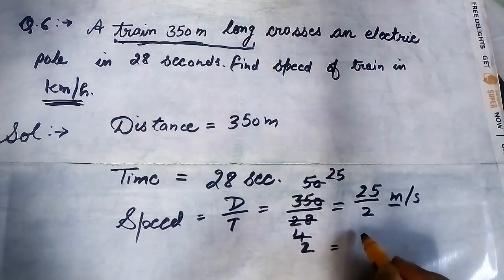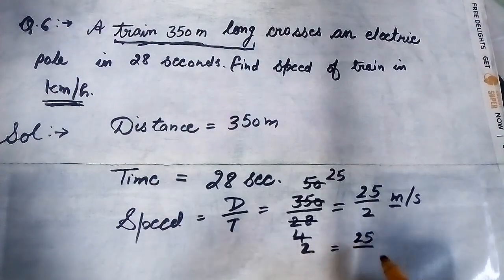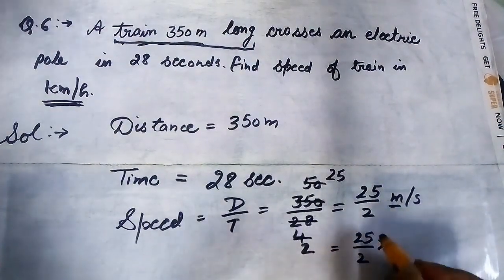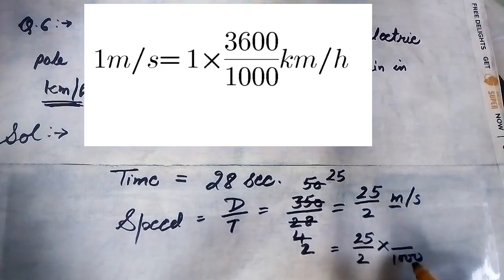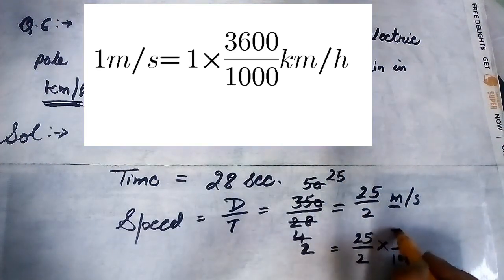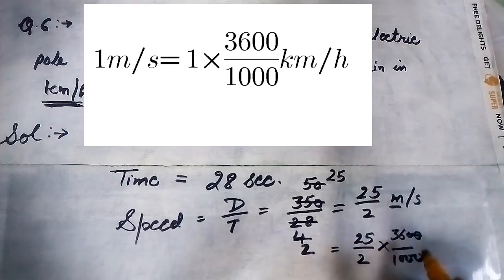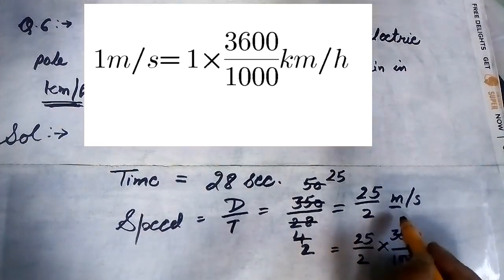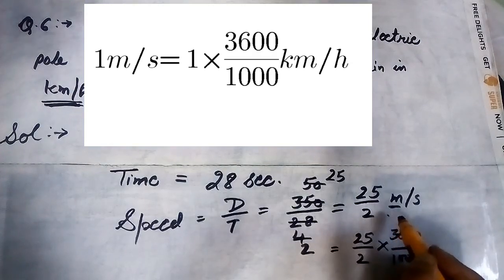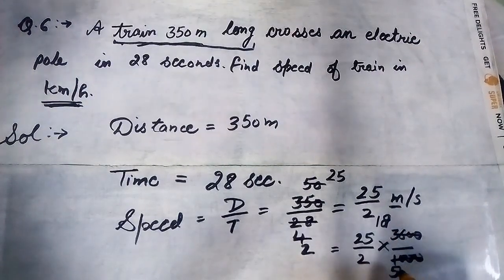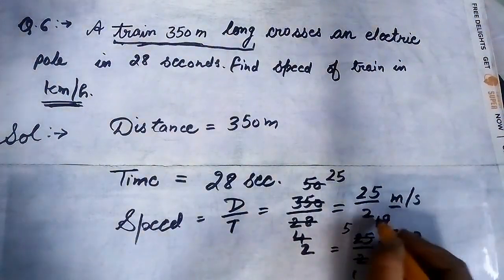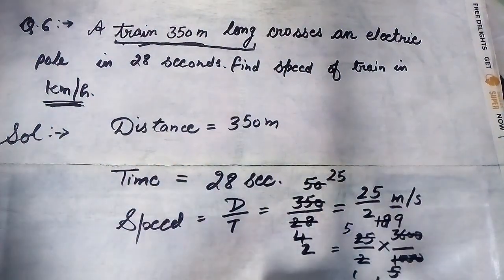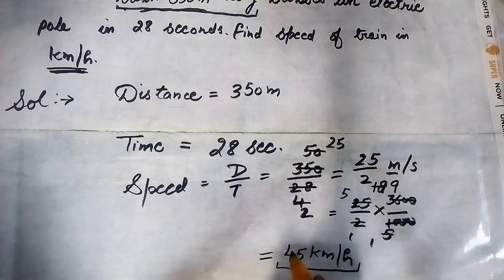Now we have to convert it into kilometer per hour. How will we convert? We have to do the reverse of the previous question. It means 25 meter will be 25 upon 1000 kilometers, and 2 seconds will be 2 upon 3600 hour, so this 3600 will go in the numerator. Simplify it. You know that 2 zeros are cancelled, 2 5s are 10, 2 18s are 36, and 2 9s are 18, and 5 5s are 25, which means the speed equals 45 km per hour.